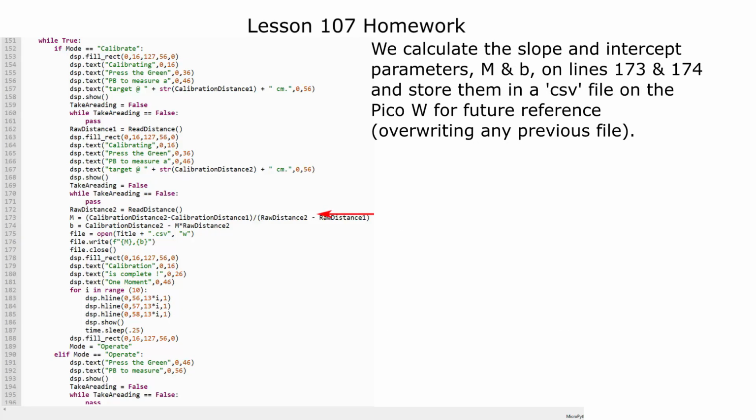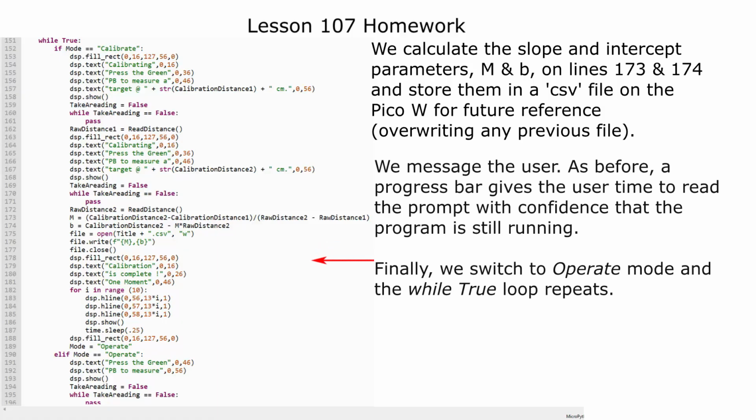We calculate the slope and intercept parameters M and B on lines 173 and 174 and store them in a CSV file on the Pico W for future reference, overwriting any previous file. We message the user. As before, a progress bar gives the user time to read the prompt with confidence that the program is still running. Finally, we switch to operate mode and the while true loop repeats.